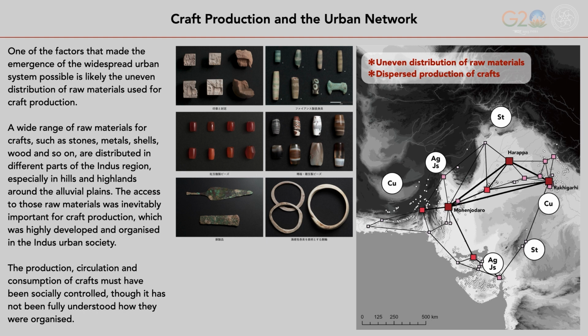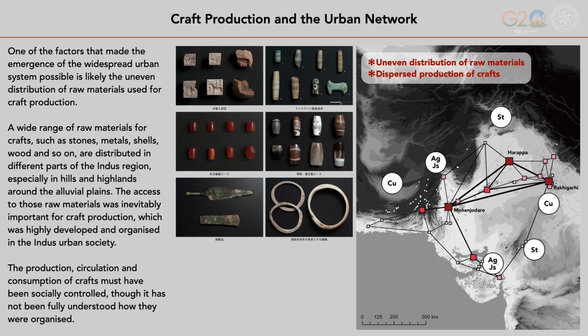To answer these questions, craft production is one of the most important archaeological indicators. One of the factors that made the emergence of the widespread urban system possible is likely the uneven distribution of raw materials used for craft production. A wide range of raw materials for craft, such as stones, metals, shells, wood, and so on, are distributed in different parts of the Indus region, especially in hills and highlands around the alluvial plains.